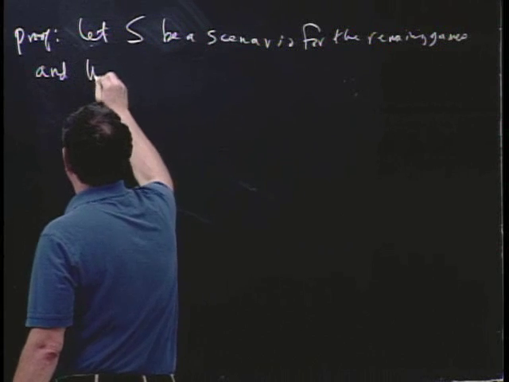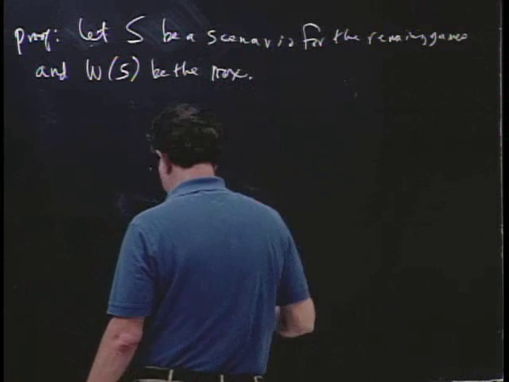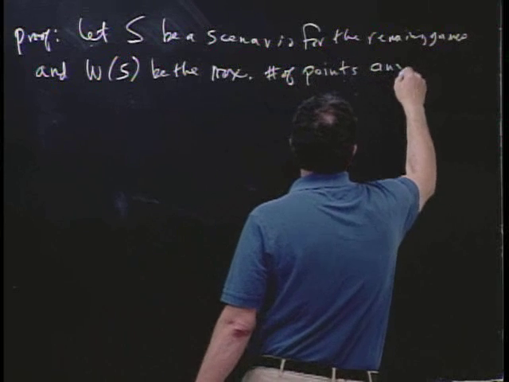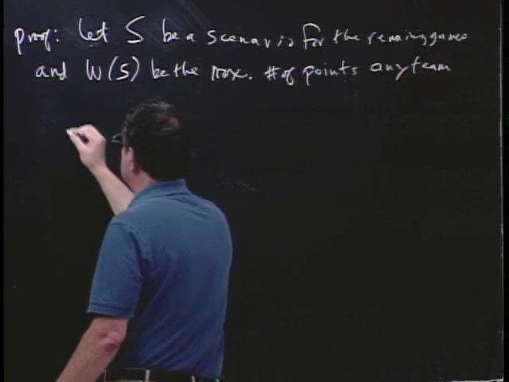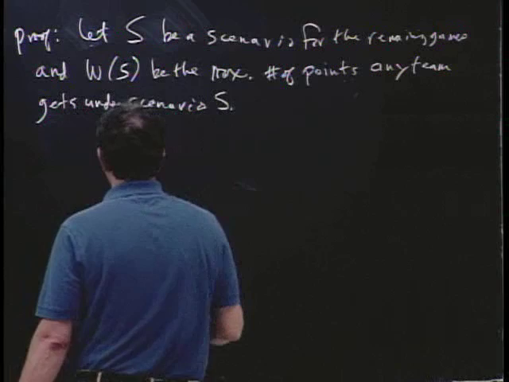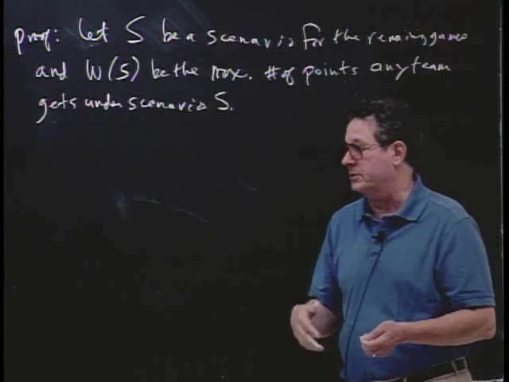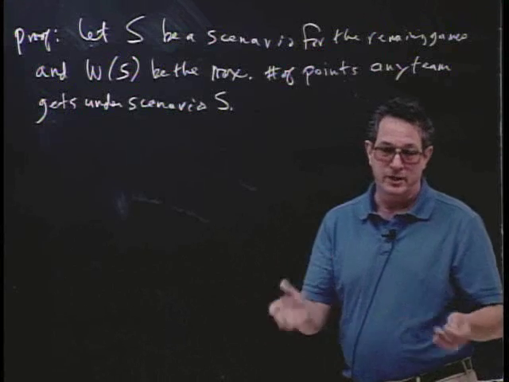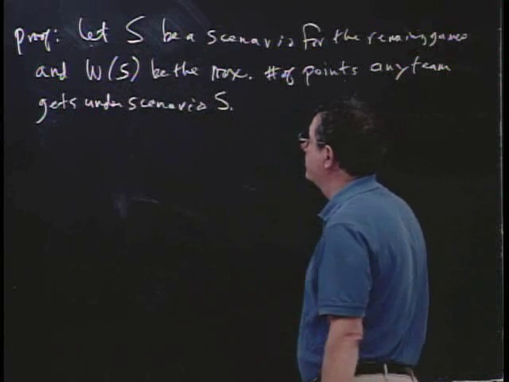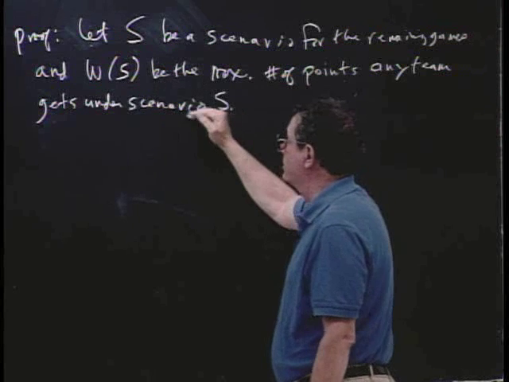And let WS be the maximum number of points any team gets under scenario S. So we have some games left to play, and one team gets 3 points, the other team gets 0 in one of those games, and then in another game, they both get 1, and then another game, etc. And that's what scenario S is, and when you look at the total number of points that the teams get, WS is the maximum number of points any team gets when we're using scenario S.